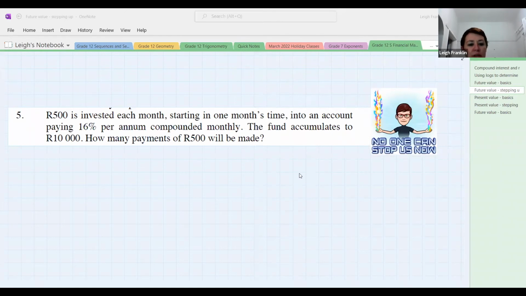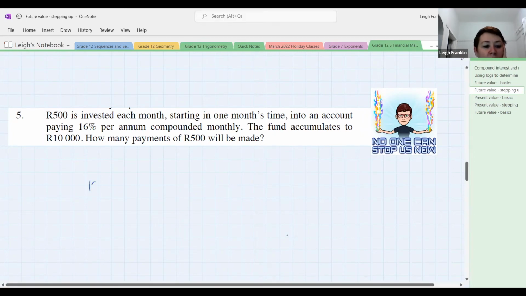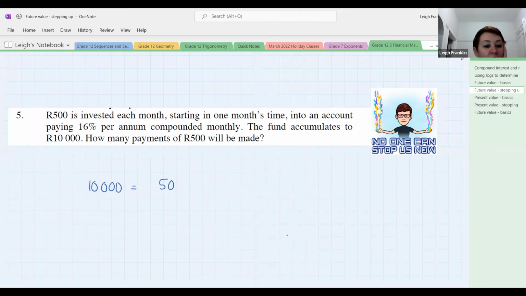Exactly, they want us to calculate N, the number of payments. Remember, in future value, N represents the number of payments. In this case, our 10,000 Rand is going to be our future value, when 500 Rand is deposited every month. Interest is earned at 16% per annum, compounded monthly. We need to calculate how many payments of 500 Rand are going to be made.